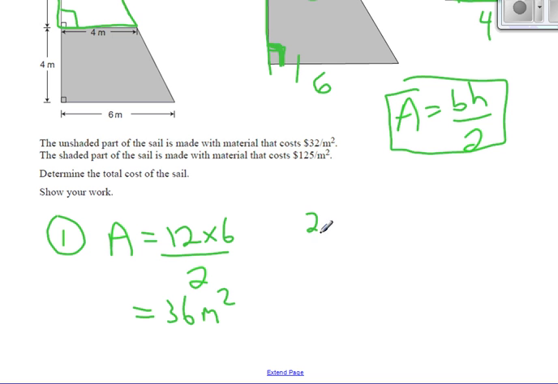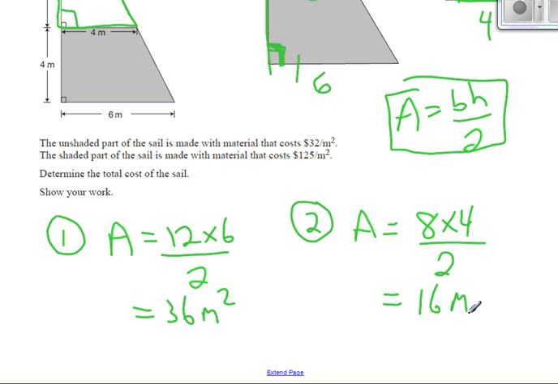Triangle number 2 has an area. So again, base and height, I'm just going to scroll up. 8 times 4 divided by 2. So that gives me 16 meters squared.